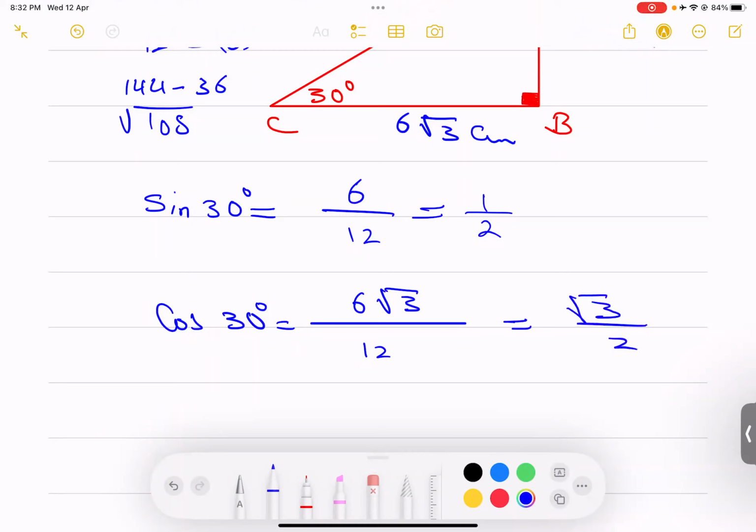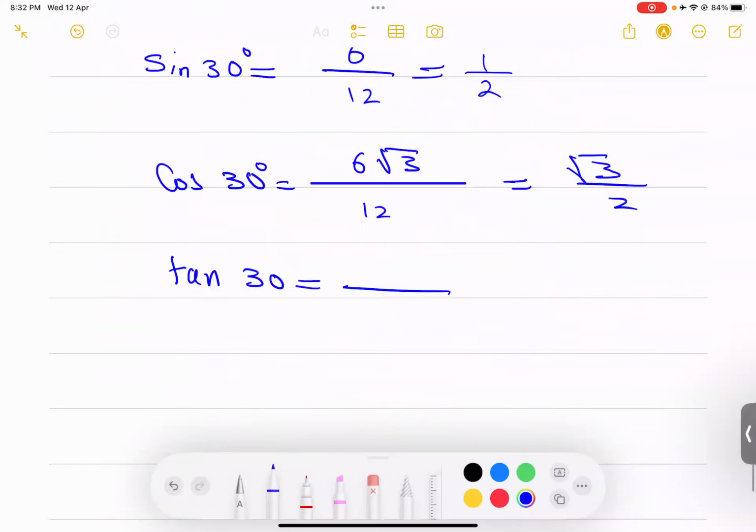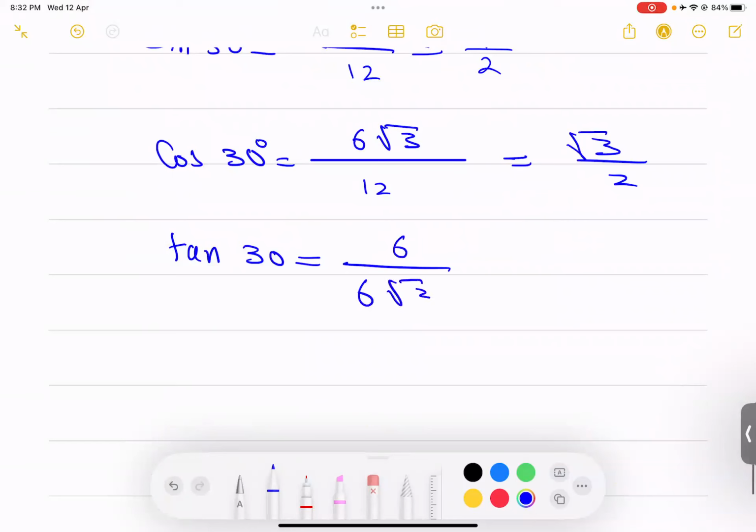Is that clear for you? What if I try to get the tan of 30? As you know, tan of 30 is going to be opposite over adjacent side. So it's 6 divided by 6 root 3. Let me cancel each other out. The 6s are canceled, so we have 1 over root 3. Did you get it? Is that clear for you? Okay for me.